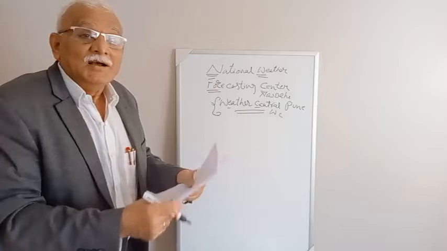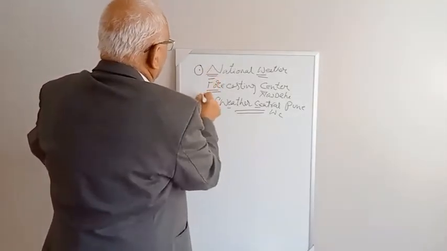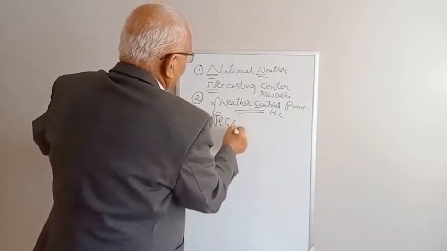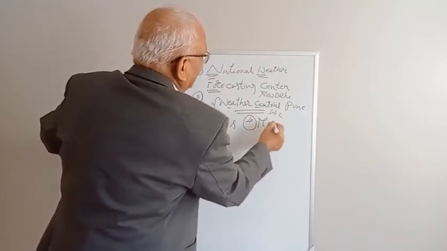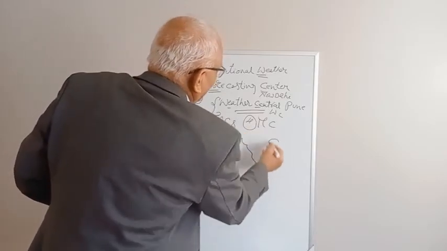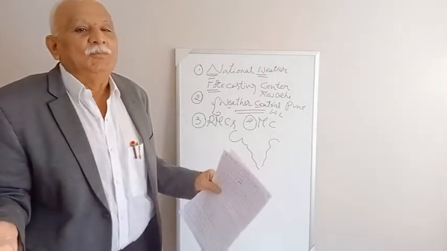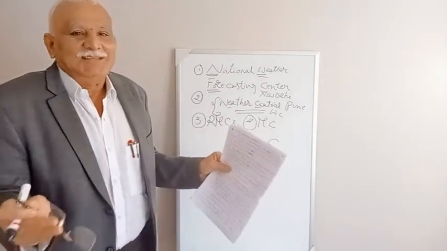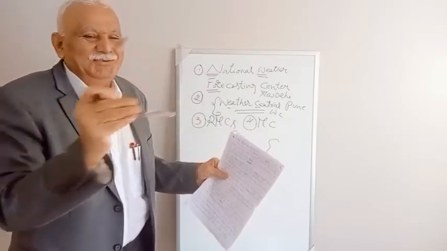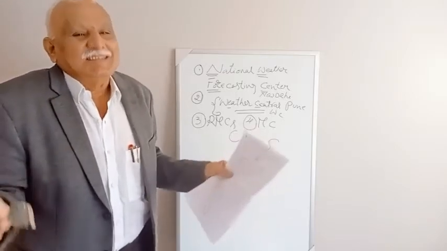And the third one is the Regional Meteorological Centers. The first one is this one, the second one is the Weather Central, the third one is the Regional Meteorological Centers, and the fourth one is the Meteorological Centers. Now, what are the Regional Meteorological Centers? For weather forecasting purposes, India is divided basically into different zones: southern zone, northern zone, eastern zone, western zone, central zone, and northeastern zone. Six zones are there.